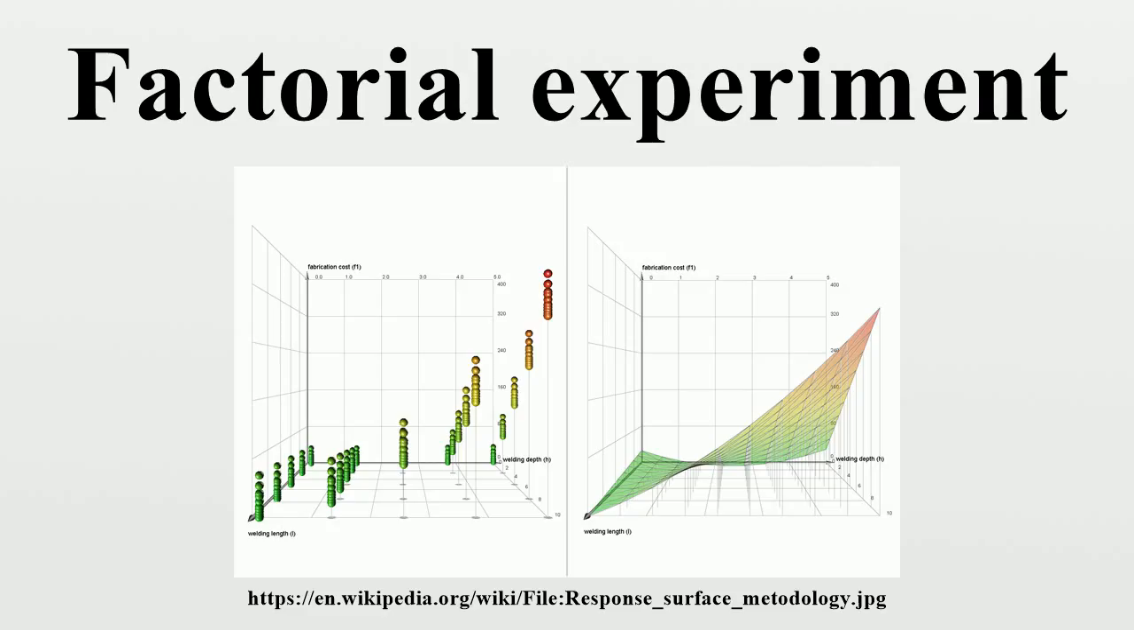Analysis. A factorial experiment can be analyzed using ANOVA or regression analysis. It is relatively easy to estimate the main effect for a factor. To compute the main effect of a factor A, subtract the average response of all experimental runs for which A was at its low level from the average response of all experimental runs for which A was at its high level.